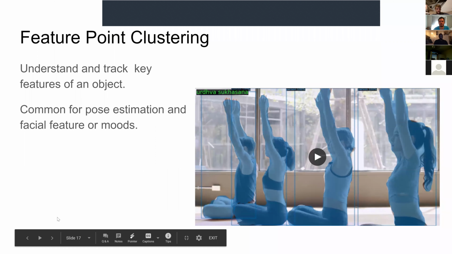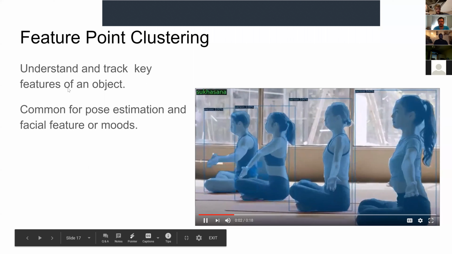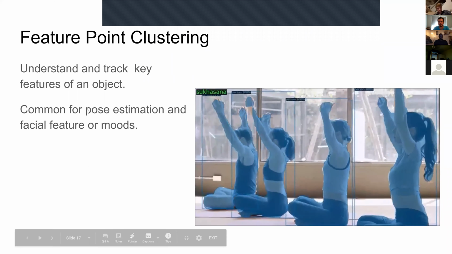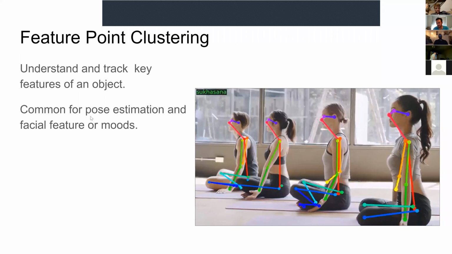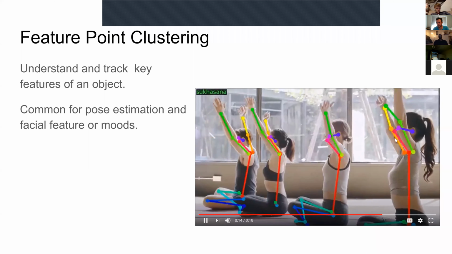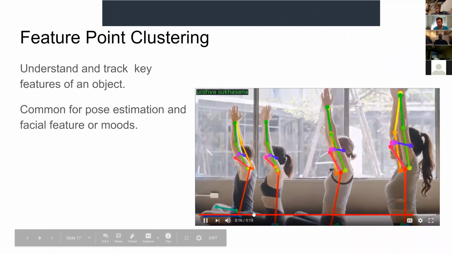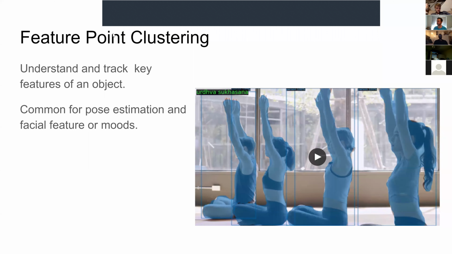Key point clustering or feature points. So you can understand and track features of an object. Really common, you'll see this for pose estimation or facial key points, like understanding the mood. You can see here there are little feature points of where someone's face is, where someone's arm is, and you can use this to do pose estimation or detection: how someone's standing, someone's mood, or are they frowning or something like that. Also someone's specific face, because everyone's face has different key points. So you can use it in facial recognition.